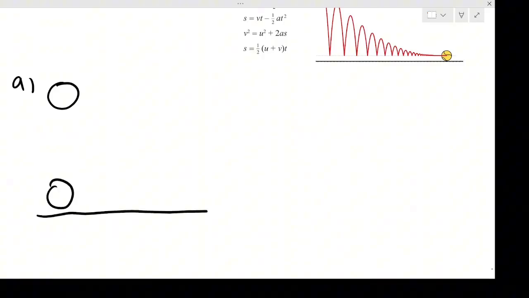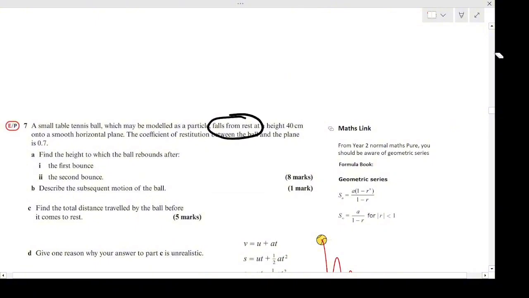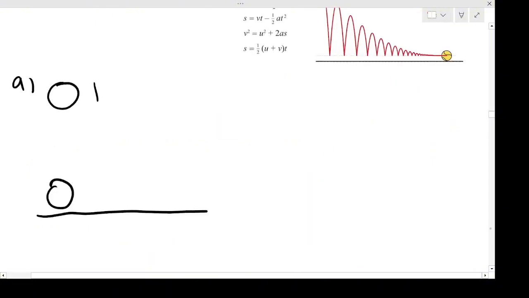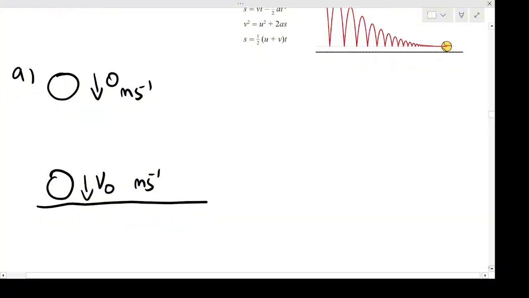Okay, and so it starts from rest, it falls from rest. So initially the speed is 0. And then it's going to hit the floor with a speed v. Now I'm going to call this v0, okay, because we're going to be using a lot of u's and v's here, because there's multiple rebounds, multiple bounces. So I'm going to just number the v's and u's like this. You'll see why it's going to be useful later in the question. But there we are. So that's my final speed.